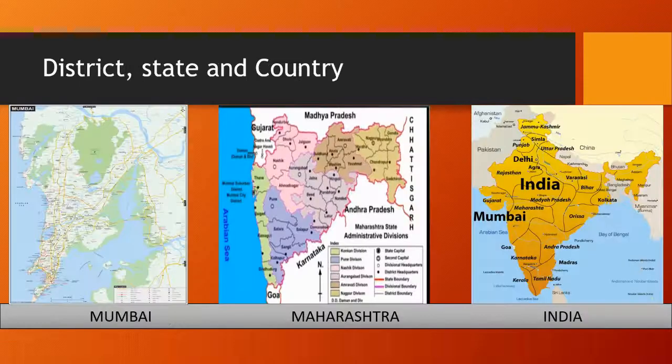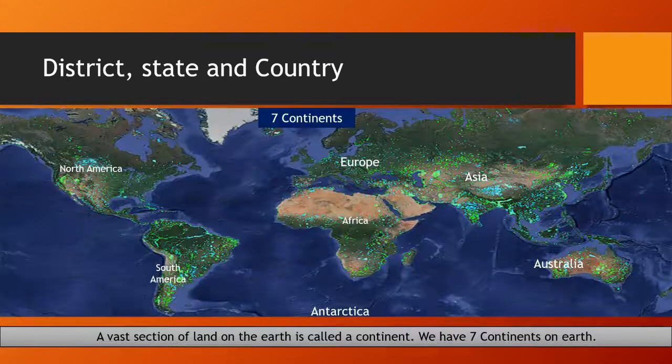Now children, let's learn about maps. Here you can see the map of our city Mumbai, our state Maharashtra and our country India. Let's learn more about it. A vast section of land on the earth is called a continent. We have 7 continents on earth.